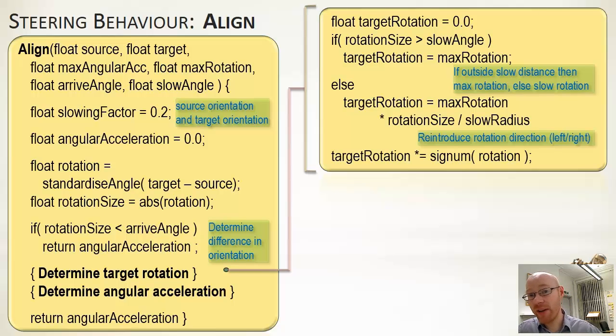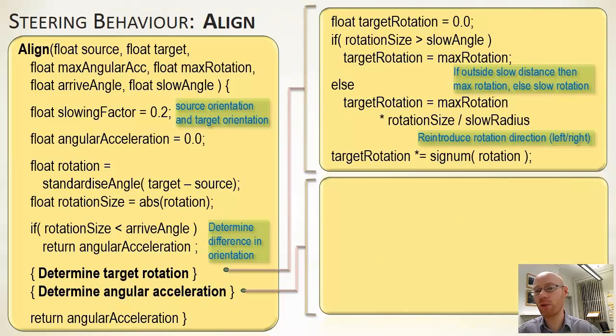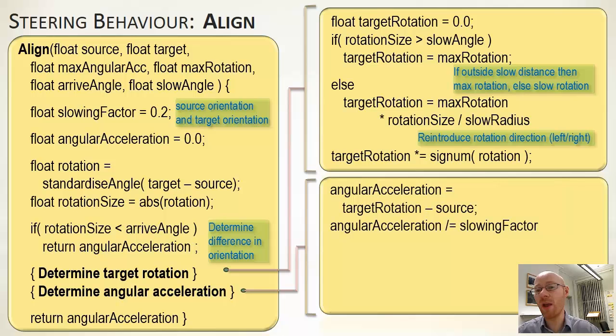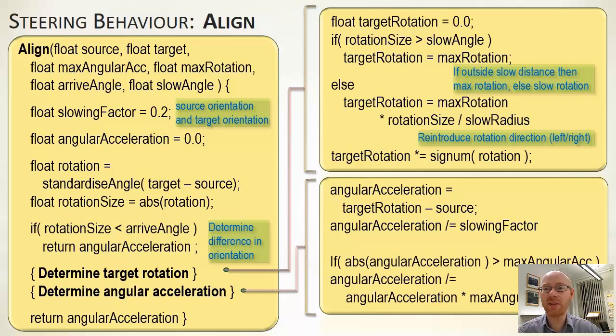Determine the angular acceleration, very straightforward again. We know our current rotation, we know the one we want to go to, and we work out the difference between the two. If we want, we can slow it down based on the slowing factor. Check to see, are we trying to have an angular acceleration bigger than what we can support? And if so, then scale it down. So fundamentally, same as arrive, but here, not applied to vectors, applied to scalar rotation.